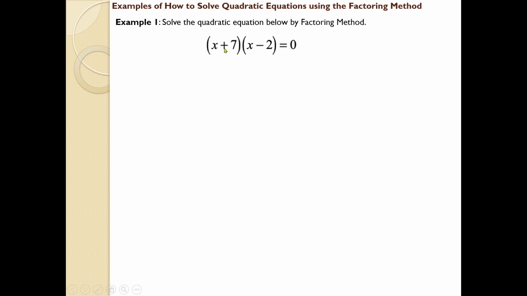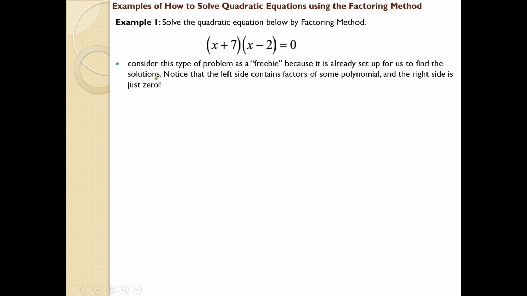How are you going to find the solution for the quadratic equation if you come to this step? So x plus 7 into x minus 2 equal to 0. How are you going to find the value of x? Definitely every quadratic equation will have 2 values. So how do you identify them from this step? x plus 7 x minus 2 equal to 0. Consider this type of problem as a freebie because it is already set up for us to find the solution.